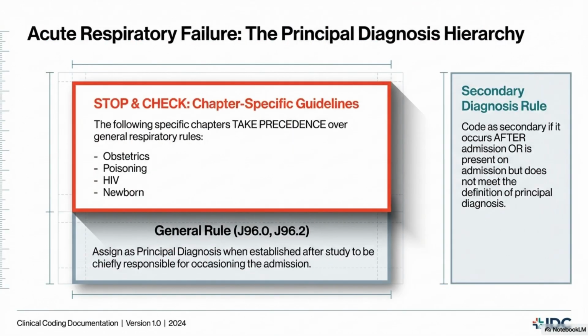Now let's talk respiratory failure, one of the most debated sequencing topics. The general rule is straightforward. If acute respiratory failure is the condition chiefly responsible for the admission, it can be sequenced as the principal diagnosis. But remember, some chapters override this rule. Obstetrics, poisoning, HIV, and newborn guidelines always take precedence. If respiratory failure develops after admission or doesn't meet principal criteria, it stays secondary.